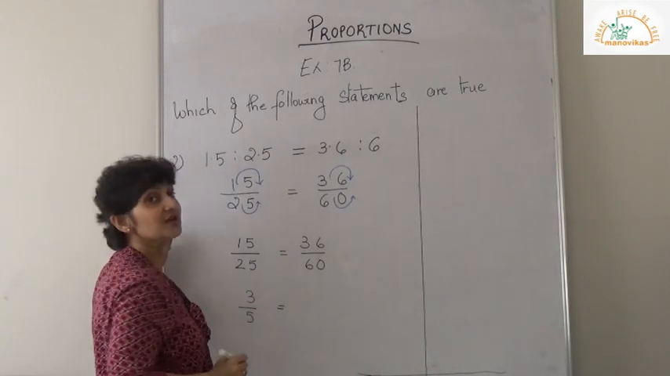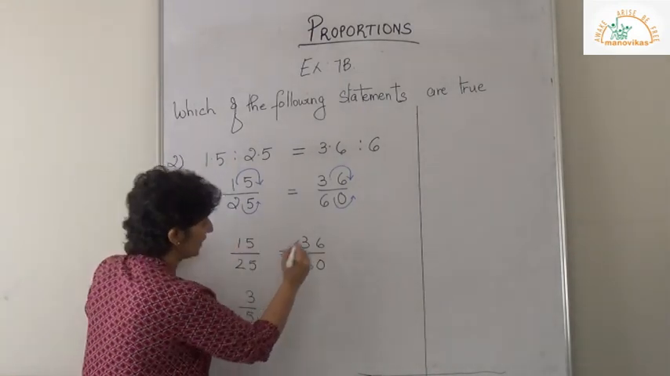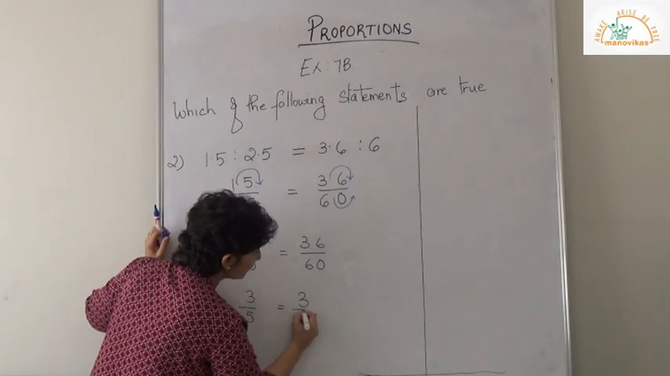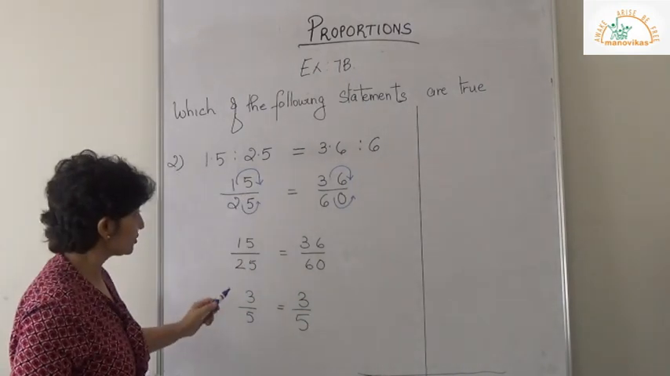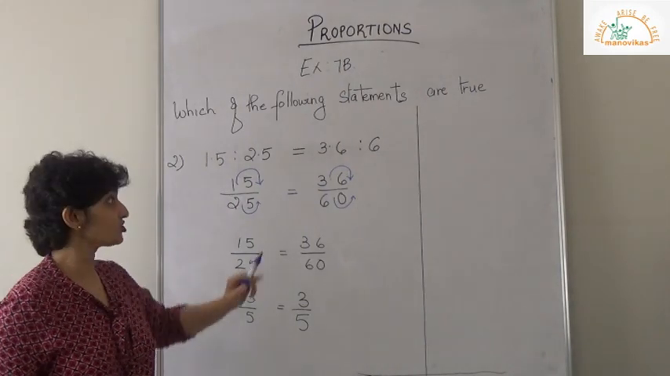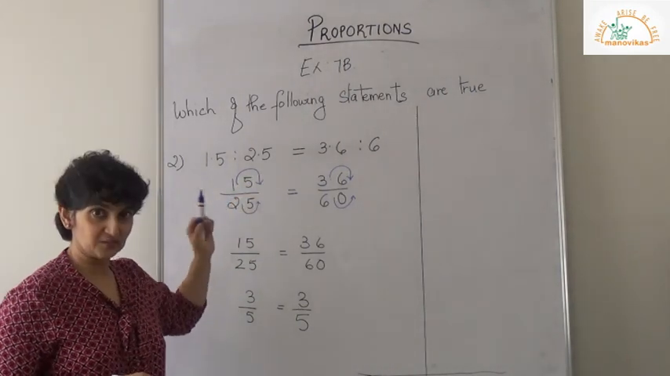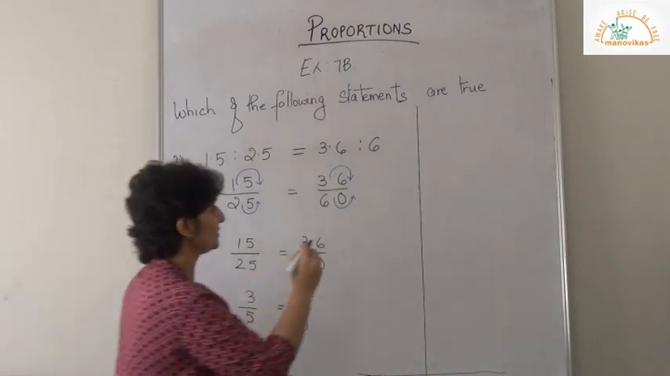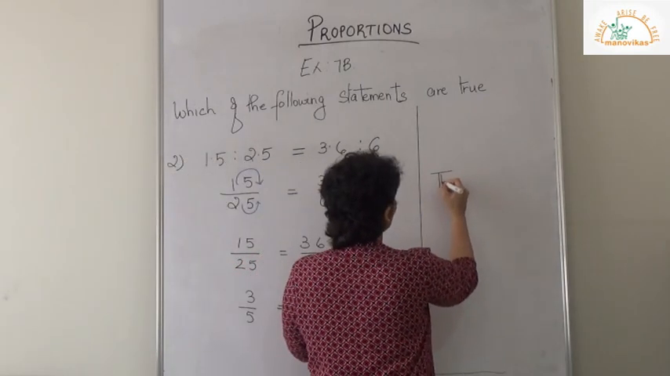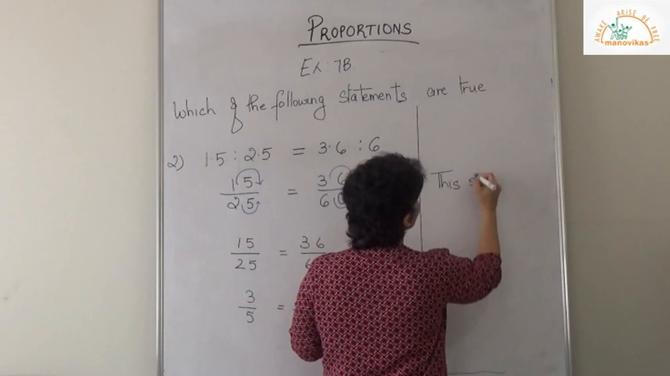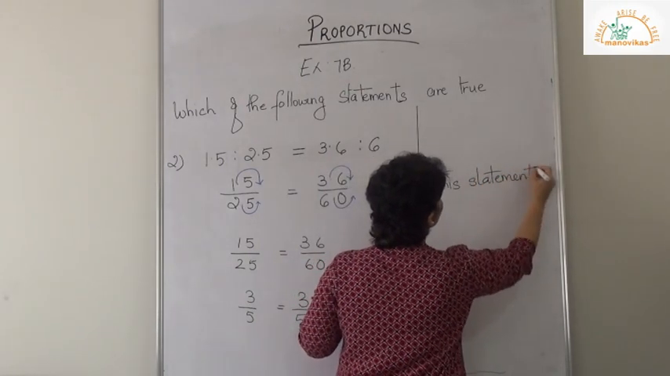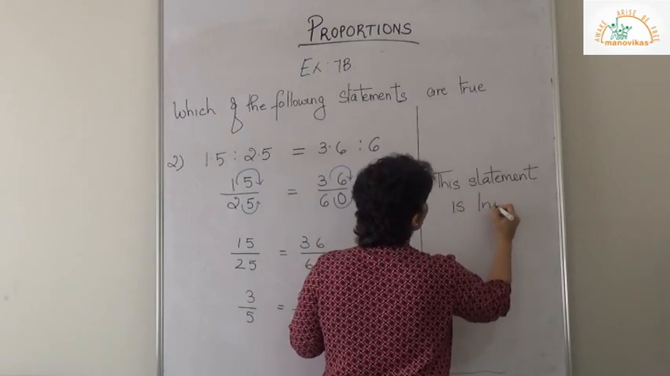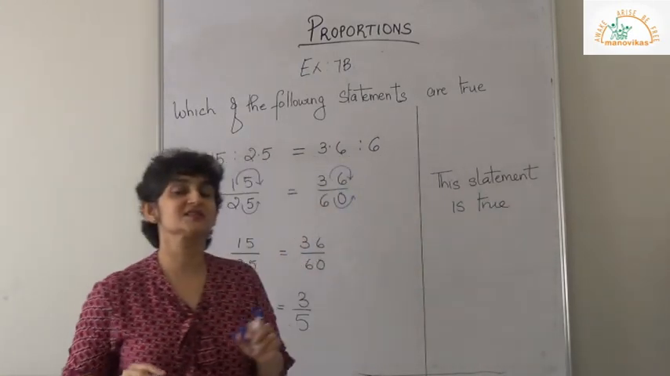Here, the table of 12 goes. 12 3s are 36, 12 5s are 60. So I get both the ratios equal. That means this statement is true. I will write this statement is true. Why do you think this statement is true?